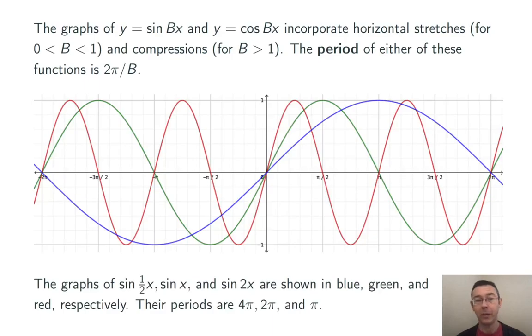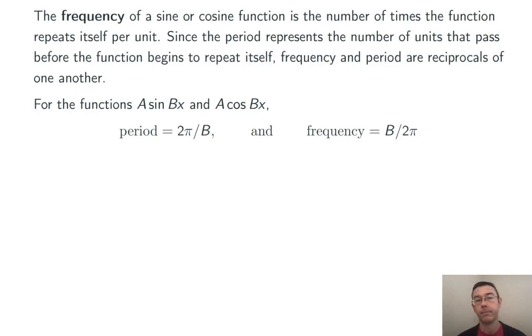So here's some examples. I've again drawn y equals sine x, this time in green. Y equals sine of 1/2 x is going to be in blue, so that's a stretch because b is between 0 and 1. And y equals sine of 2x is in red. That's going to be a horizontal compression because that constant b is greater than 1.